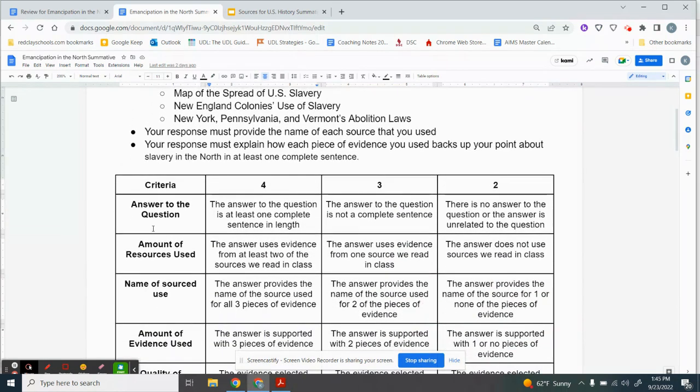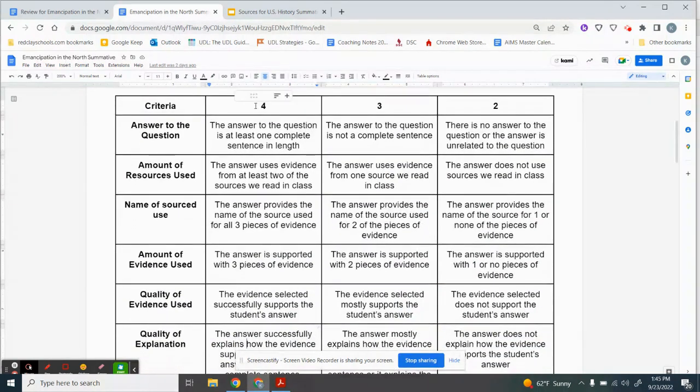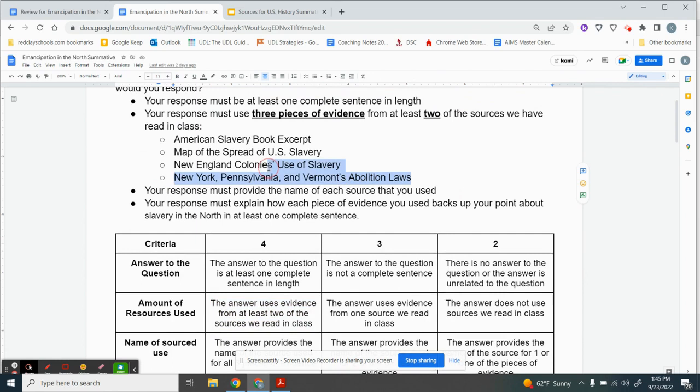Below the directions is a rubric that shows you how to get a 100 on this test. I want us to look together at how we're going to get a 4 in every section. To get a 4, you need to answer the question in at least one complete sentence. You need to use at least 2 of the sources that we read in class. So we have 4 sources. You need to use at least 2 of them.